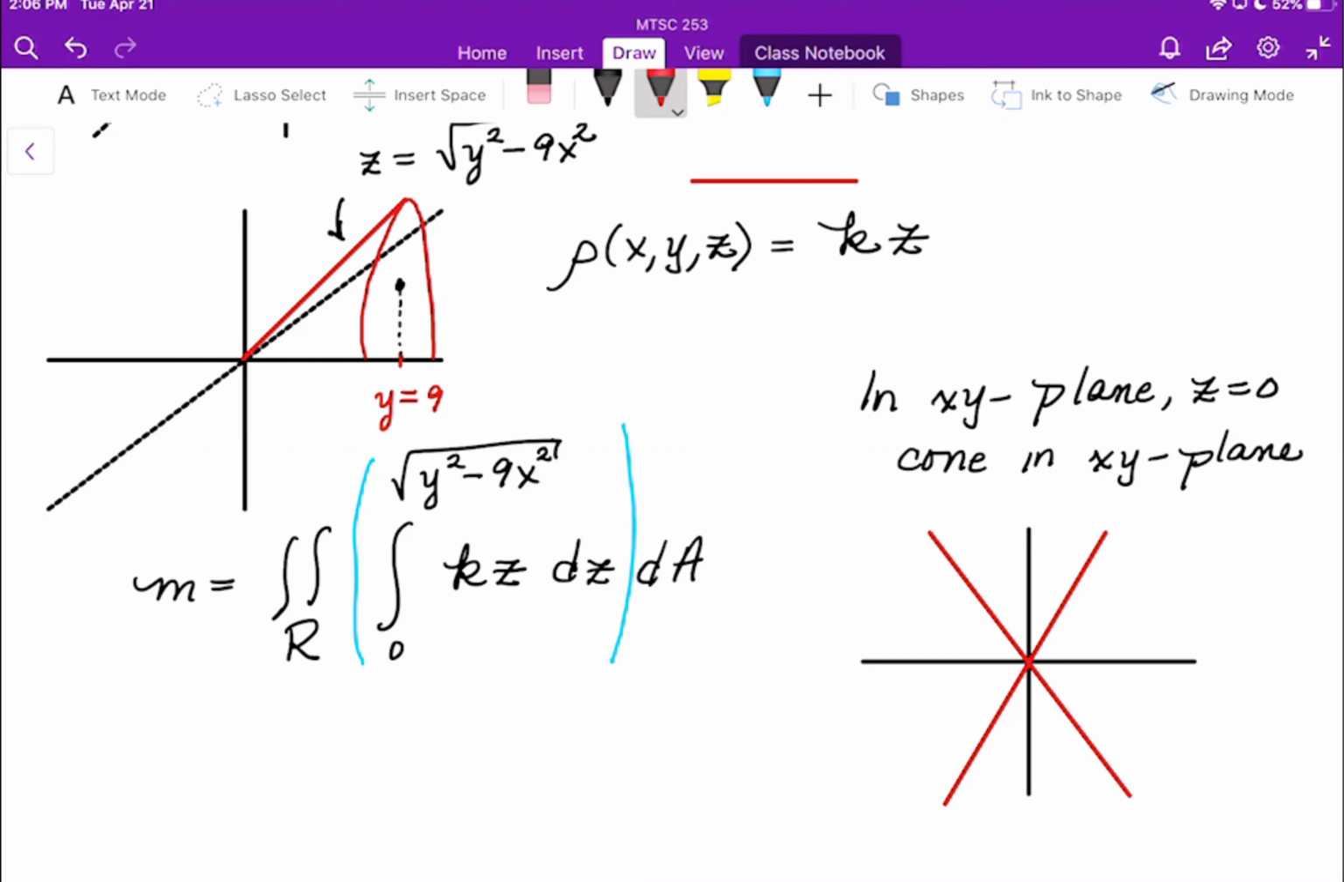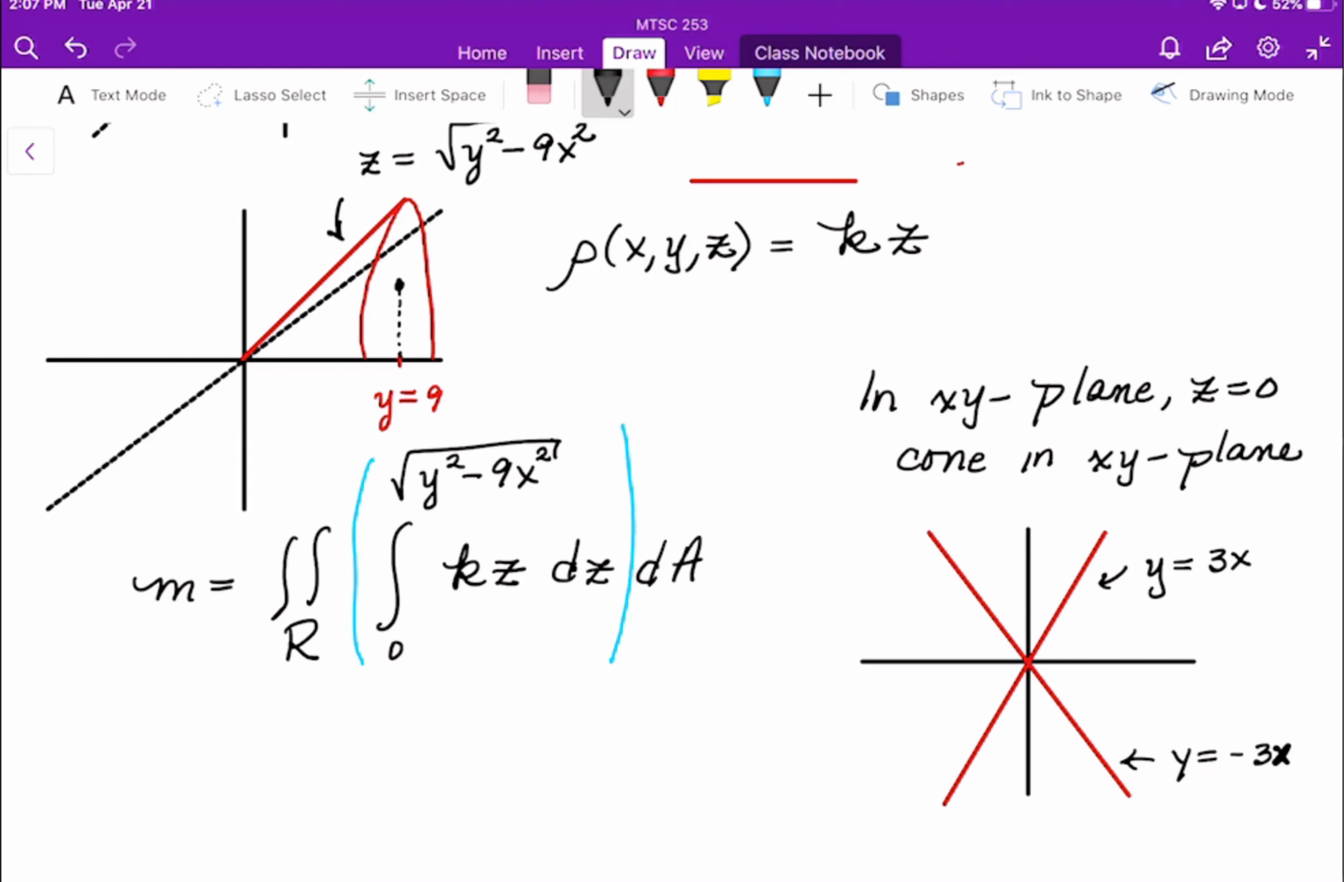That's plus and minus 3x, right? Yes. Oh, okay. So I was going to say, this is y is equal to 3x, and y is equal to minus 3x.